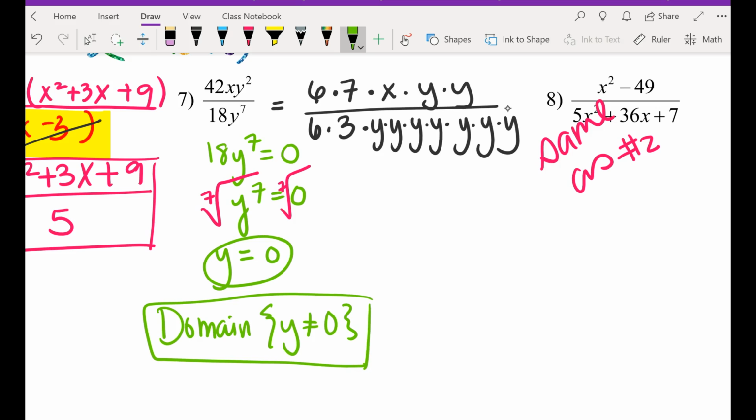Now, let's go back to our cancellation. Can I cancel anything? 6 and 6. How about x's? Nope. 2 y's. So the final answer, what would you say? 7x over 3y to the fifth power.